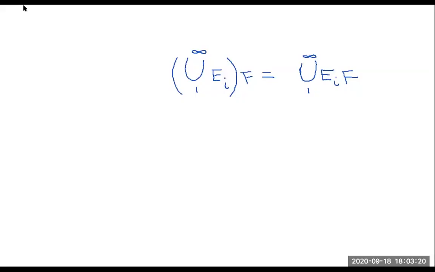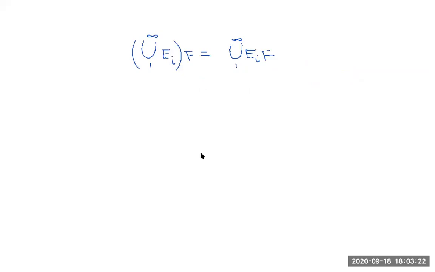Hey everyone, we're going to prove this equality right here that says that the union of events E_i, then intersect with F, is the same thing as when you intersect the events E_i with F first and then take the union.